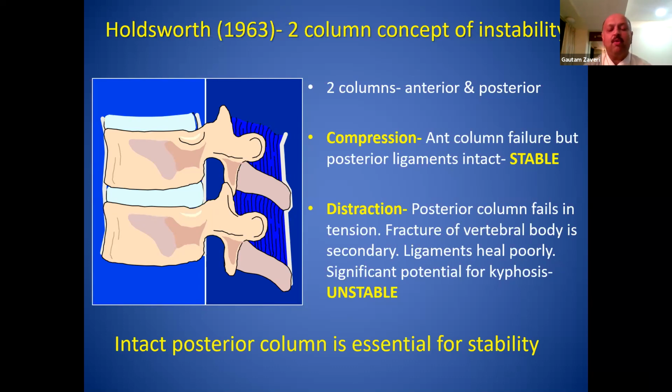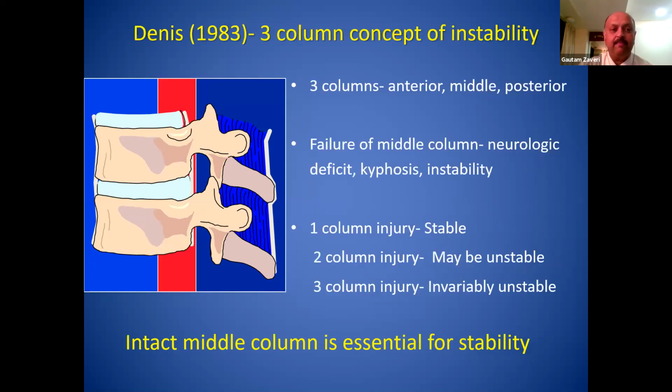He said if the injury was only an anterior column injury, this is a compression injury and it is primarily stable because the posterior ligaments are intact. On the other hand, if the posterior column fails, then it usually fails in distraction. That means the ligaments are torn apart. Ligaments heal poorly, and therefore there is a potential for significant kyphotic deformity in the future, and therefore a posterior column injury is an unstable injury. So he emphasized that if there is a posterior column injury, it is an unstable injury. If posterior column injury is not there, it is a stable injury.